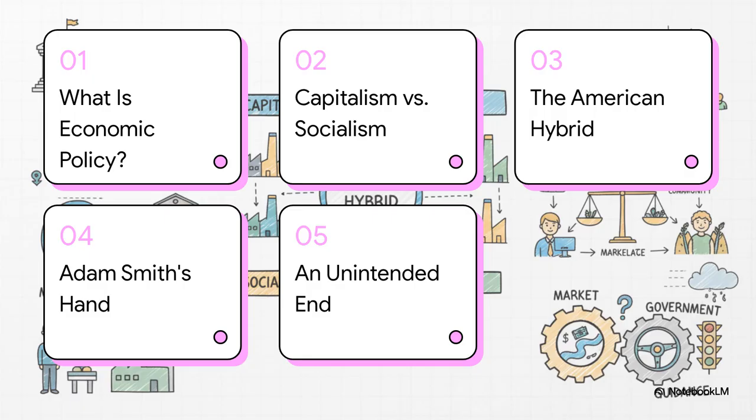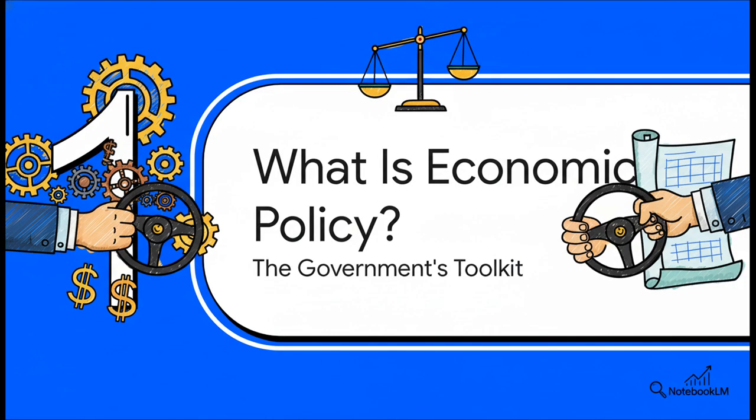So here's our game plan. We're going to start with the basics. What exactly is economic policy? Then we'll look at the two big competing ideas, capitalism and socialism. From there, we'll see how the U.S. kind of makes its own unique mix. And finally, we'll trace it all back to this one single, really powerful idea from Adam Smith that honestly still shapes our world today. Okay, let's jump right in.